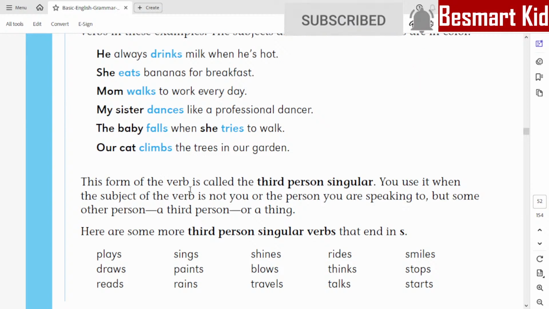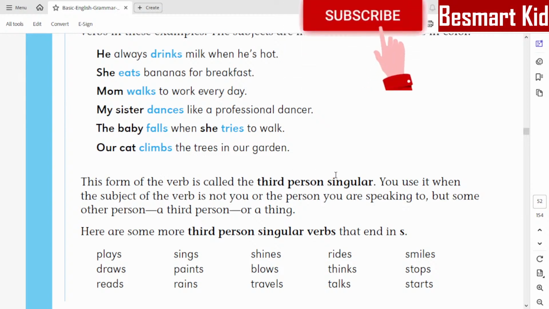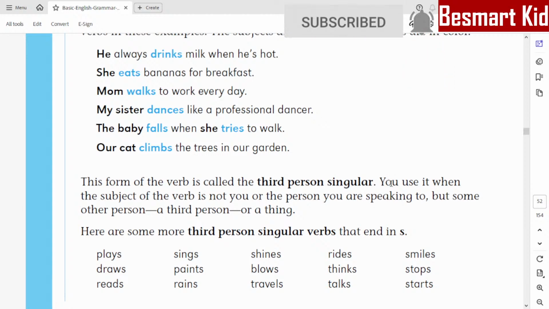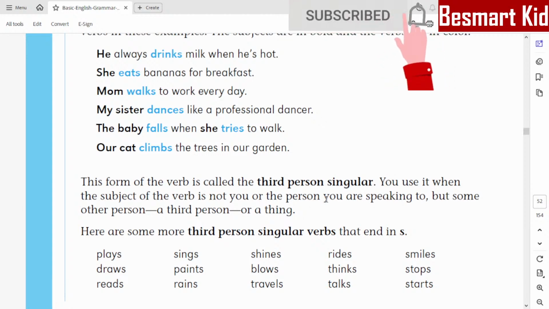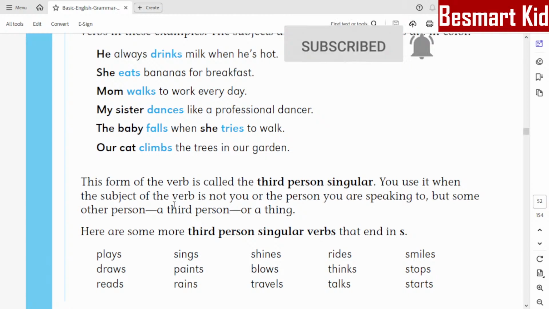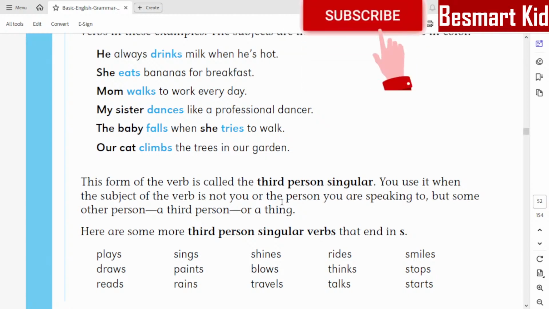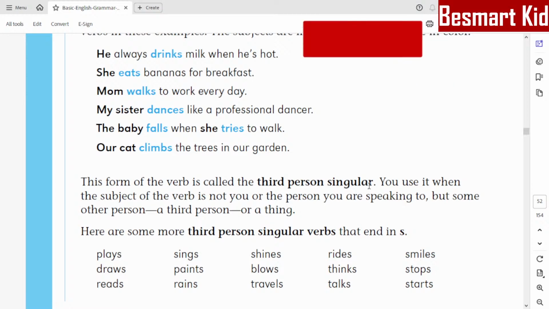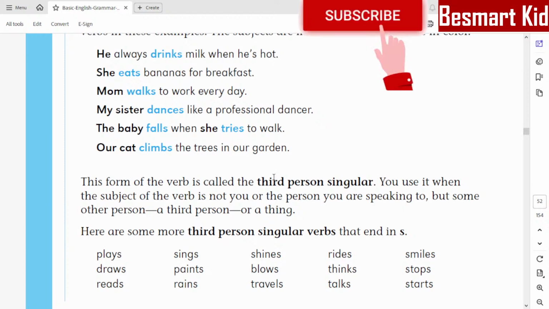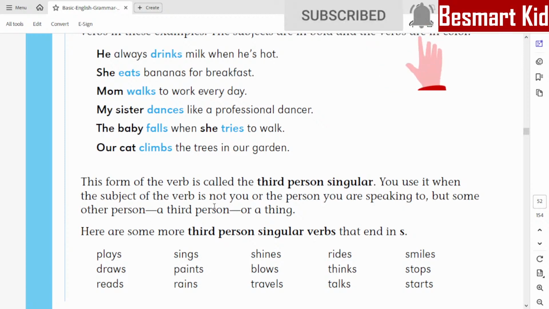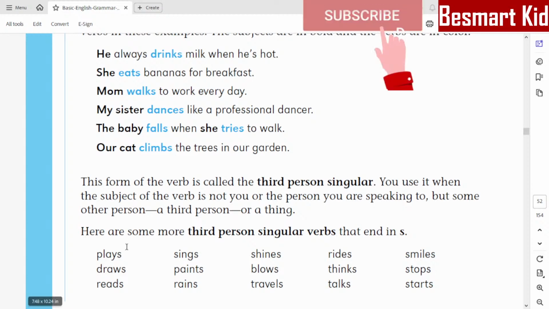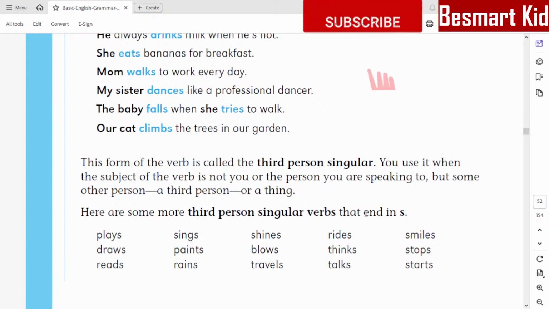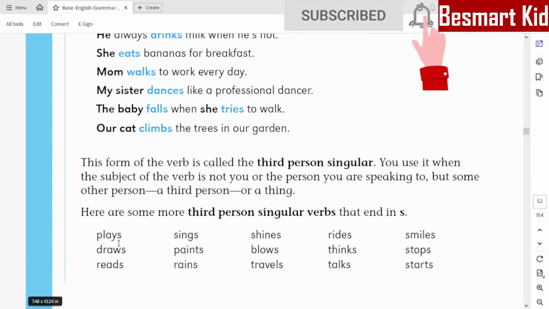This form of the verb is called the third person singular. You use it when the subject of the verb is not you or the person you are speaking to, but some other person, a third person or thing. Here are some third person singular verbs that end in s.